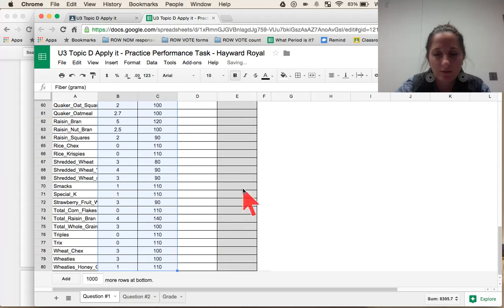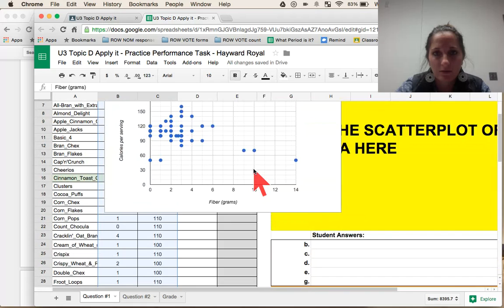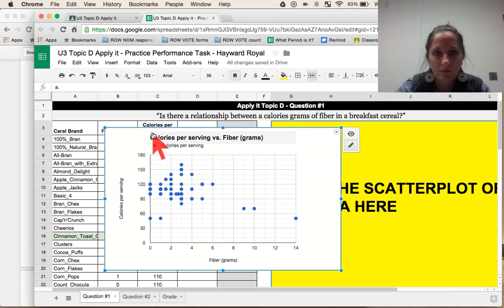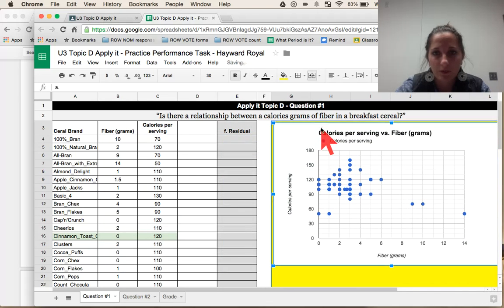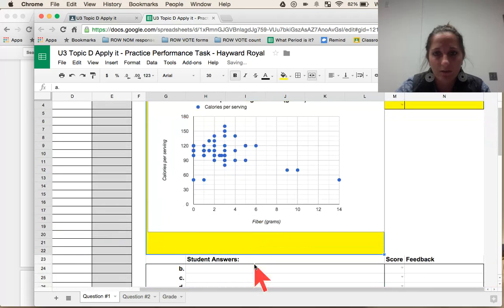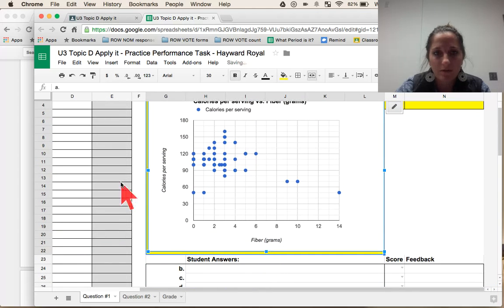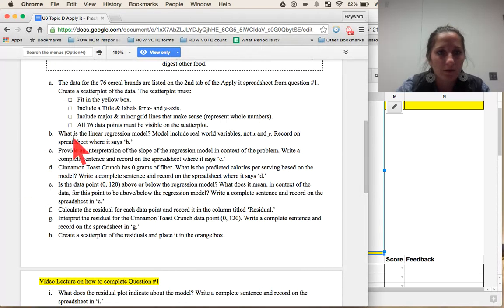Hit insert. Here it is. I'm going to drag it over. Oops. And I'm going to put it in this box. Maybe I'll make it fit for the fun of it. Awesome. All right. Question B.